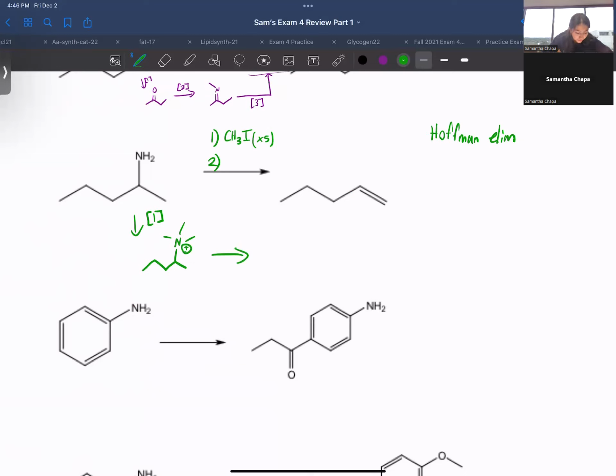And so for the second, I just need something to provide me a base so that I can do that elimination. And so what we've been working with is Ag2O. Put heat. Okay, cool. And so step number 2, all it's going to do is deprotonate my beta carbons and make 2 elimination reactions, but the major product for Hoffmann is the least substituted, as it is here.